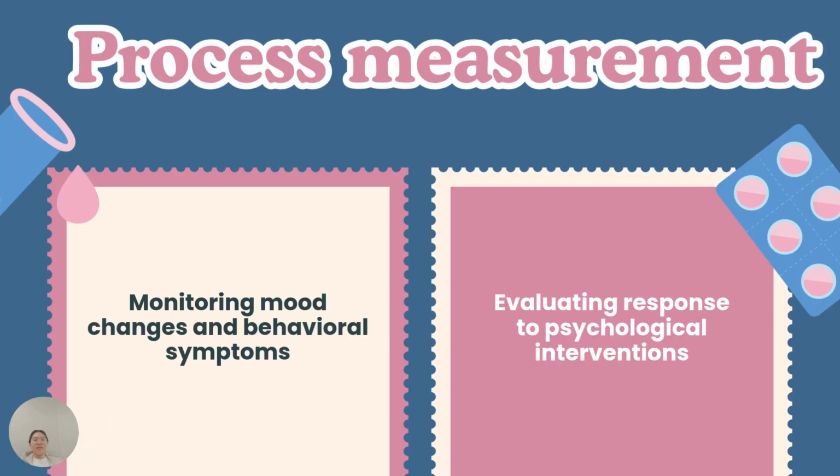And the process measurements here are only two: monitoring mood changes and behavioral symptoms, connecting with the assessment tools I mentioned before, and then evaluating the response to psychological interventions. Okay, sorry, yes, only two measurements can be used for this. I think both need to be done timely and regularly so that we can recognize mental disorders like anxiety or depression as soon as possible.